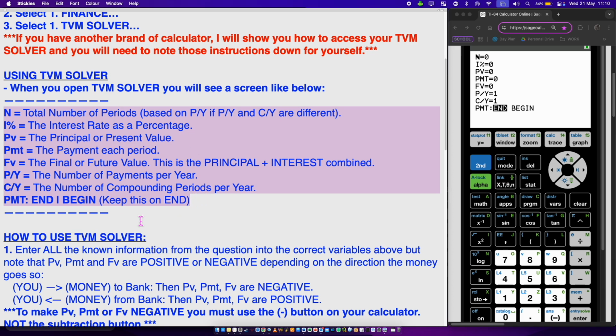So can you get that in pink that I've highlighted, what all of those variables mean? Then I will show you how to use this app.